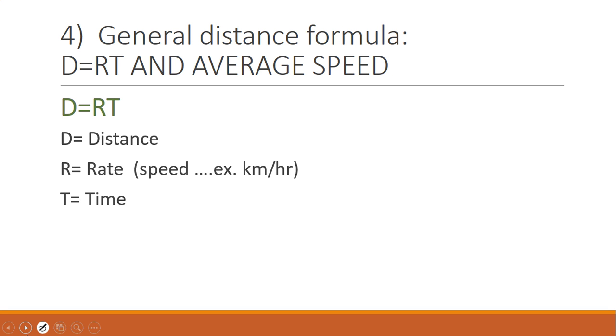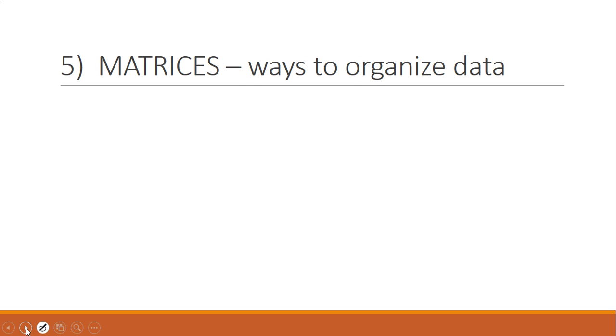So distance, of course, is the d in this formula. Rate is the speed, maybe in kilometers per hour or miles per hour. And then time, of course, is given to you as well, or you might need to solve for it. So this formula is often one that's used.